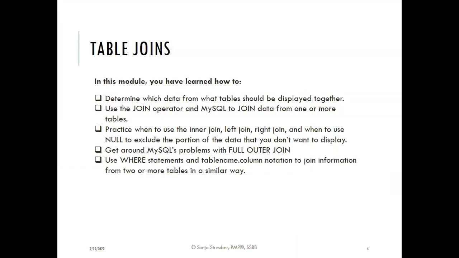Well, let's look at what we have learned in this module. We have learned how to determine which data from what table should be displayed together, and then we've talked about the join operator in MySQL a lot. And we've practiced how to use the inner join, the left join, and the right join, and how to use joins with null so that we don't display the parts of the data that we don't want. We've also discussed how to get around the problems that we have with the full outer join, namely using the union operator. And finally, we have used where statements and the table name.column notation to pull information out of two or more tables in a similar way as with a join.